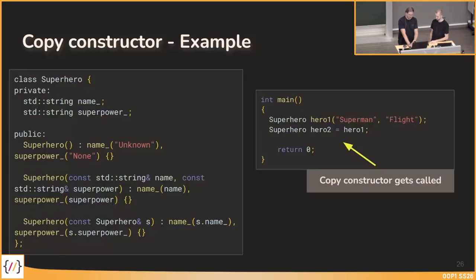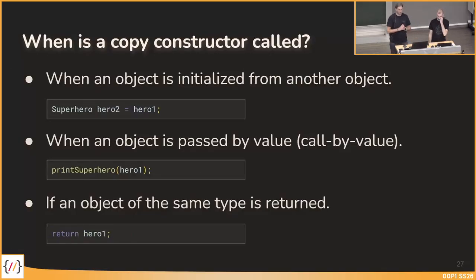This is one use case where a copy constructor is called. There are multiple ways a copy constructor is called. So we know that when a new object is created and initialized, and we assign an already existing object to this newly created object, this will call the copy constructor.